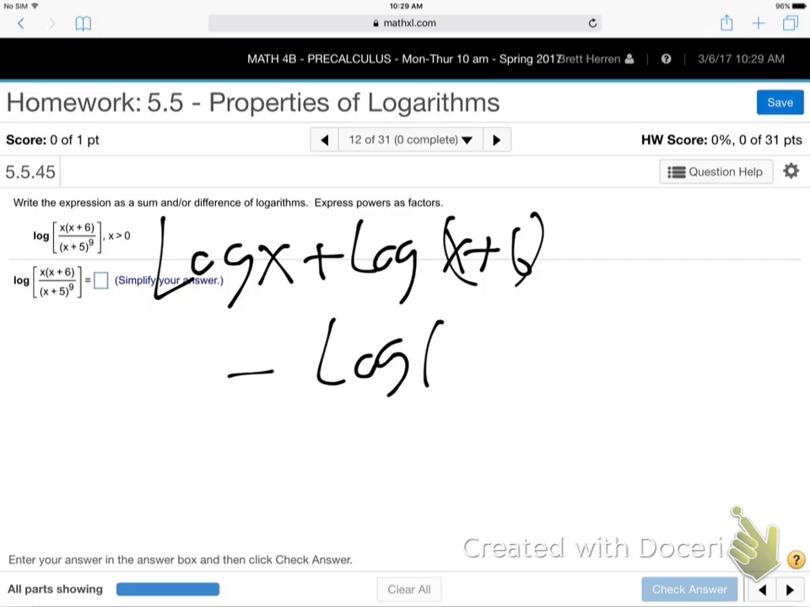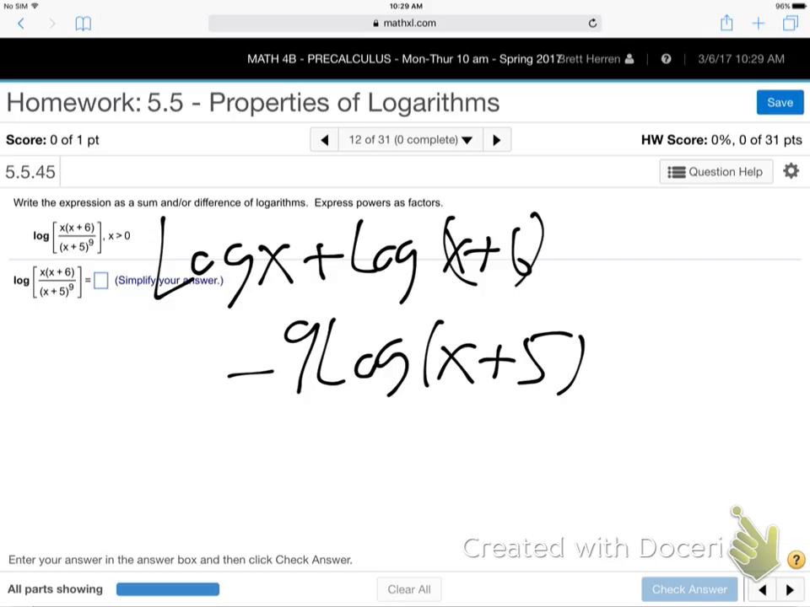Minus log x plus 5. And the 9 will come to the front. Done. Is that okay? I just do that in one. Sometimes it's easier just to do one step. Right? So the things multiplied became added, and the thing divided became subtracted, and the 9 came to the front of that log.